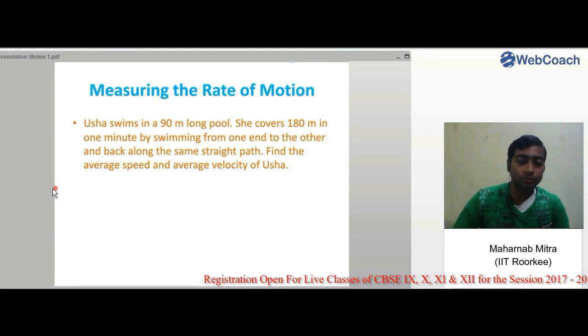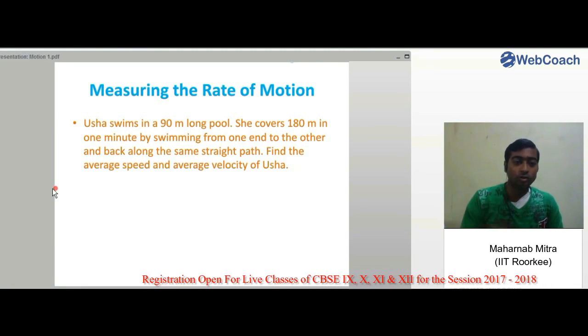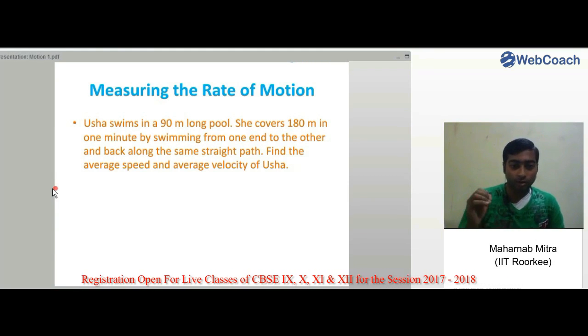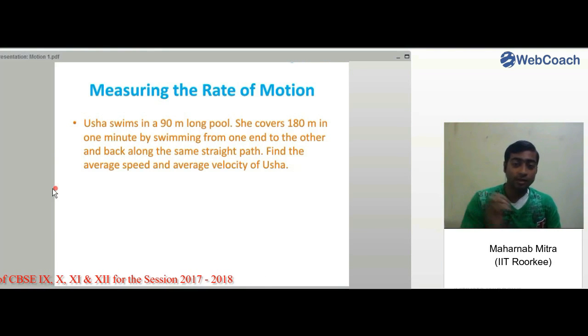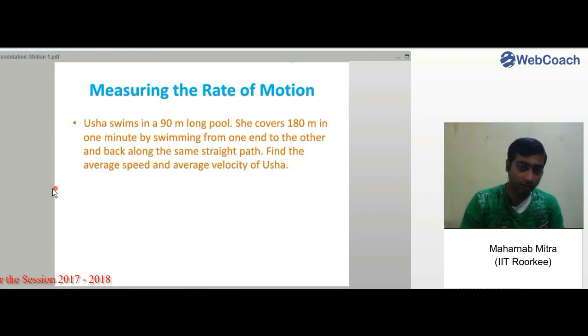Let's use it for solving one question. Usha swims in a 90-meter pool. She covers 180 meters in 1 minute by swimming from one end to the other and back along the same straight path. Find the average speed and the average velocity of Usha. Now, this question tests your concept of average speed and average velocity, or speed along with its direction, right?